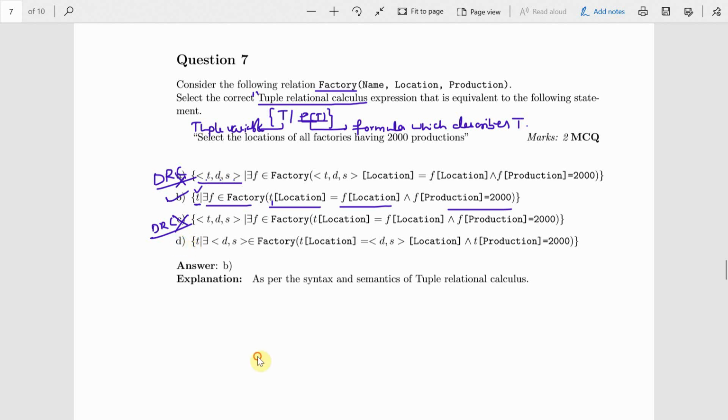Now we'll see why option D is wrong. T is in the output. But here you see, it is representing factory with domain variables instead of tuple variables. Means individual columns are named with D and S. We call them domain variables. But my question is tuple relational calculus. It requires tuple variables, not domain variables. That's why option D is incorrect. So the answer for question 7 is option B.